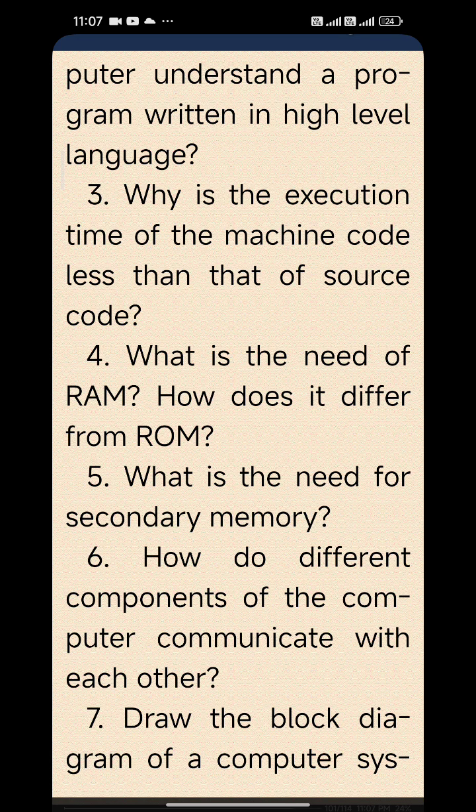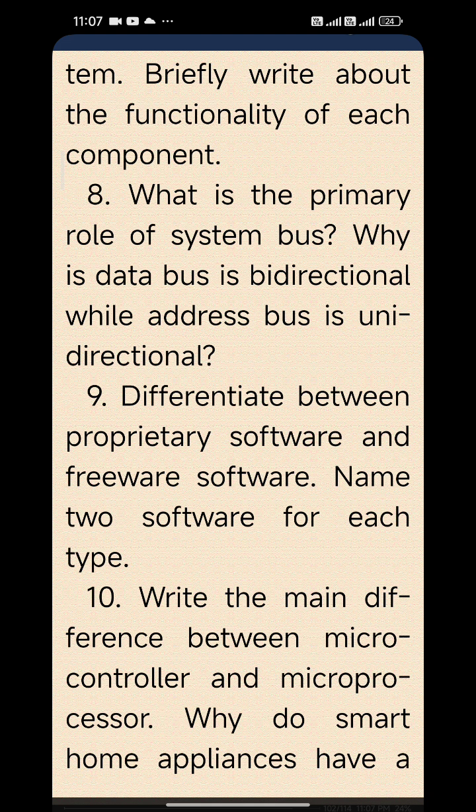6. How do different components of the computer communicate with each other? 7. Draw the block diagram of the computer system. Briefly write about the functionality of each component. 8. What is the primary role of the system bus? Why is the data bus bidirectional while the address bus is unidirectional?